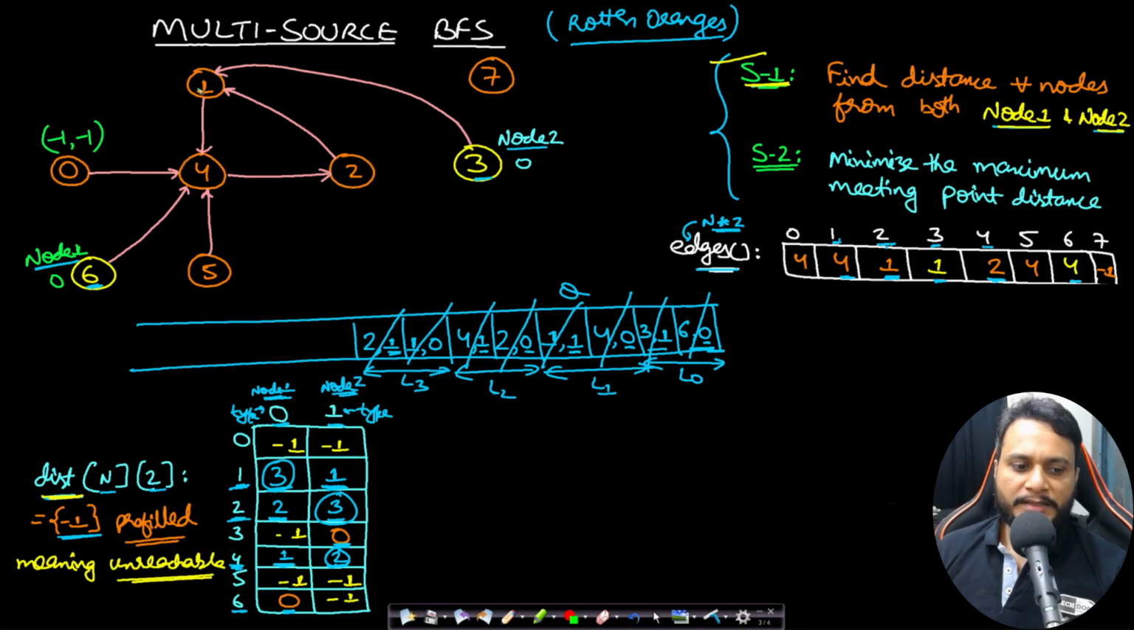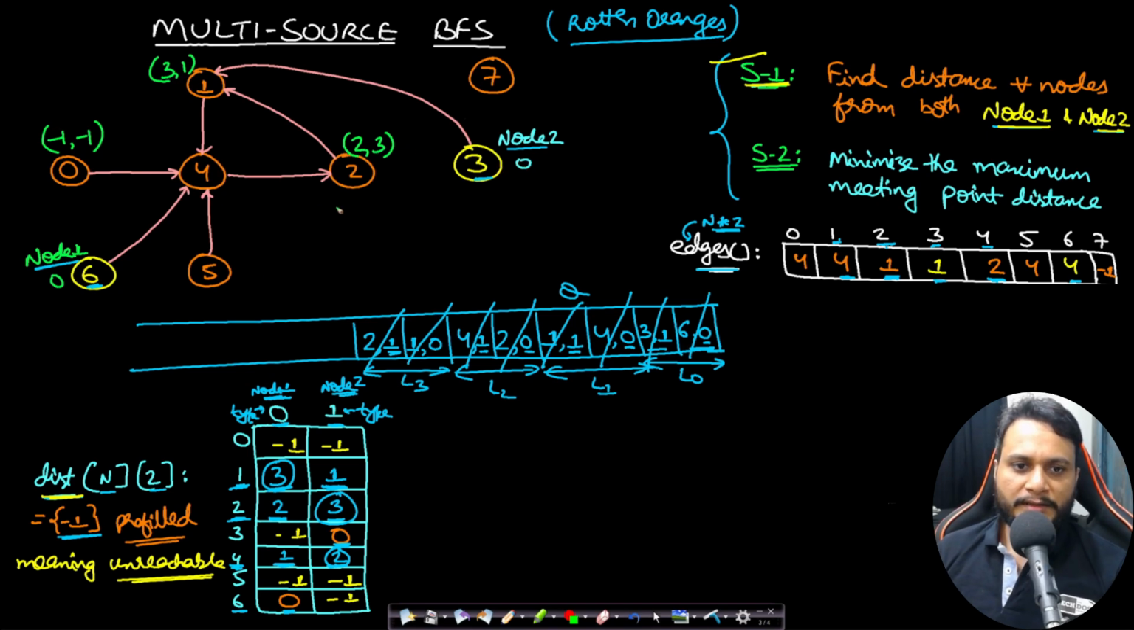Node 1 distance value is 3 comma 1, because if you see the number of hops it takes from 6, 1, 2 and 3 in order to reach this 1, and this 1 is showing that it takes 1 hop from 3 to reach. For this 2, the distance value is 2 comma 3, so it takes 2 hops from 6 and 3 hops from the node 2, which is 3, right?